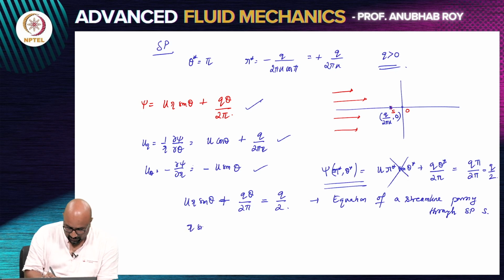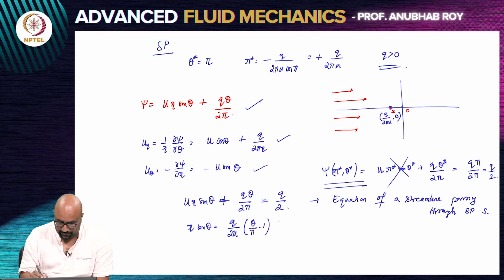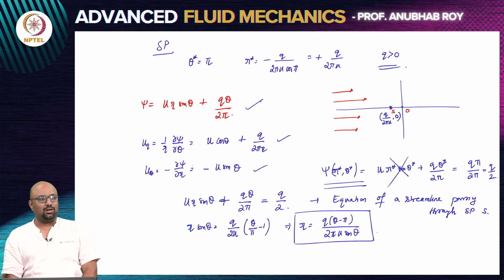Writing it out, I have r sin theta equal to q by 2u times theta by pi minus 1, or r is q times theta minus pi, divided by 2 pi u sin theta. That is the equation of a streamline which is passing through the stagnation point.